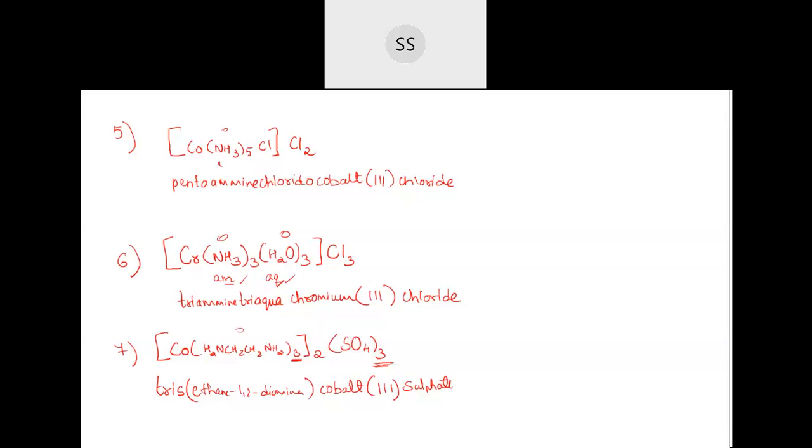Now I will go for anionic complexes. Little changes are there when you are naming the anionic complex. Okay, so I will give you the rules for it. See, anionic complex, what changes are you finding here? For an anionic complex, the complex will carry a negative charge. So you will see that the complex carries a negative charge.